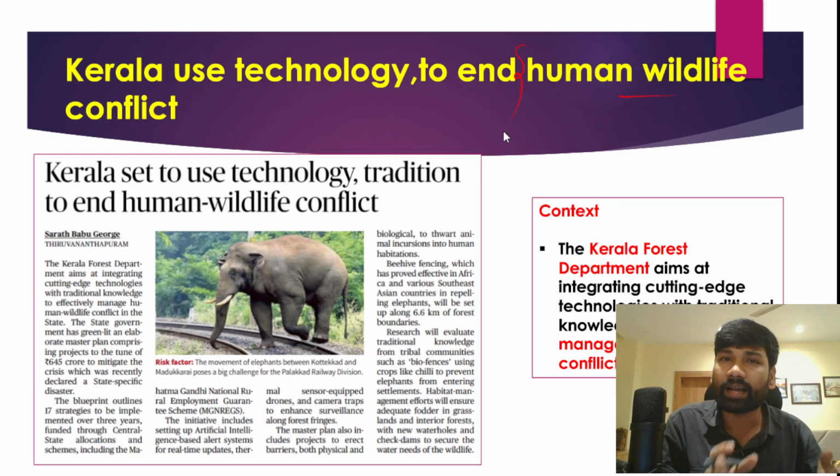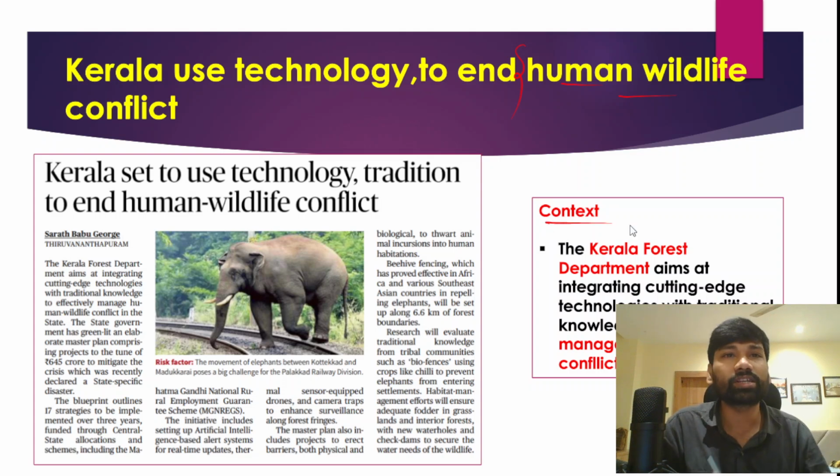However, recently the Kerala government has come up with a new technology to minimize human wildlife conflict, because when we talk about human wildlife conflict, states like Chhattisgarh, Odisha, Jharkhand, Kerala, Karnataka, very often we have been hearing about it in the news. However, the primary reason for human wildlife conflict is increasing anthropogenic activities, right? Human activities in the habitat of these wild animals are the primary cause. Now we will understand what sort of technology Kerala has been bringing in to minimize human wildlife conflict.